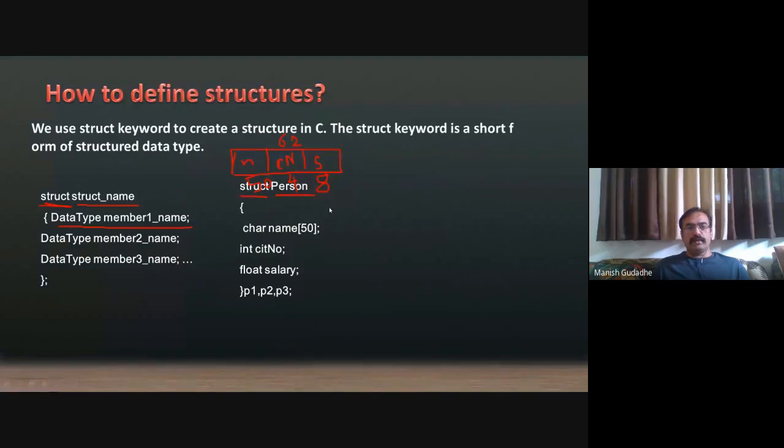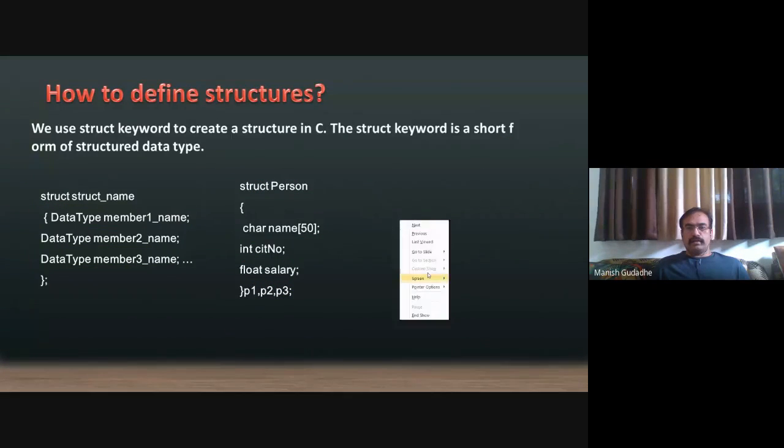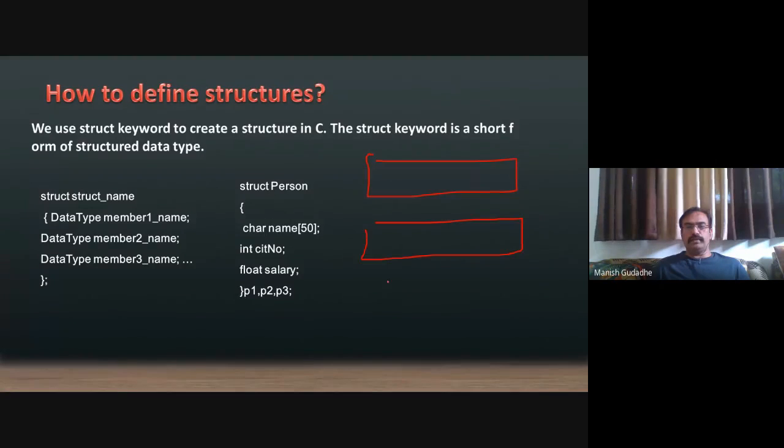Or in the previous case, there will be three variables declared, P1, P2 and P3. And only then do you have this into physical existence. Till that, there will be no existence of a person. Now, this has its own name, this has its own site number, and this has its own salary. Similarly, this is P1, this is P2, and this is P3.